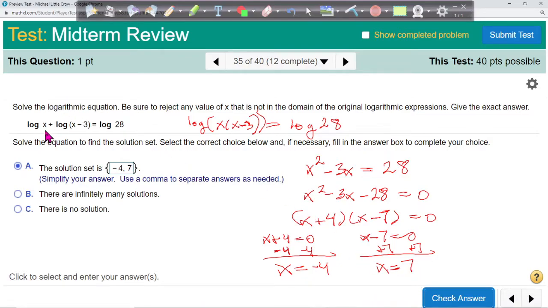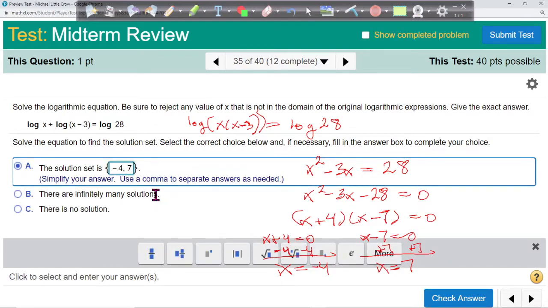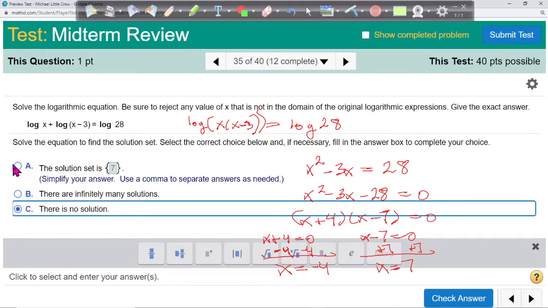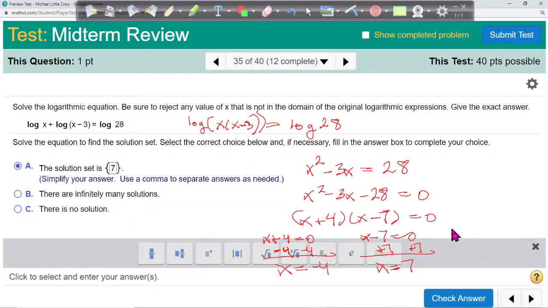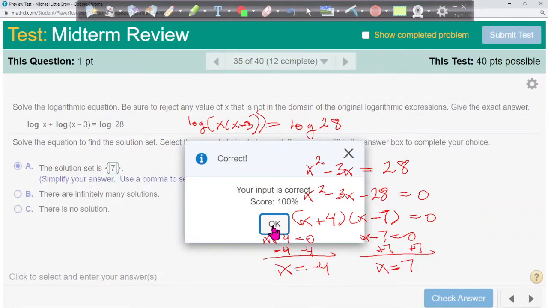Well, they're not both in the domain. So I put negative 4. No, wait, that's not going to work. A log of negative 4, no, can't have negatives inside a logarithm. So while we get those two answers, that's why maybe graphing solutions are better. We only got one answer that's going to work. So we got to remember to do this. Okay, now we're going to be okay.